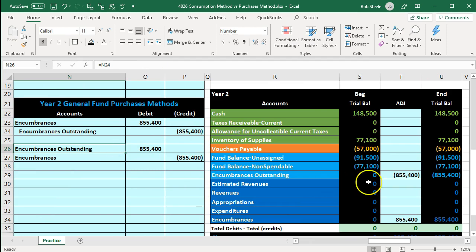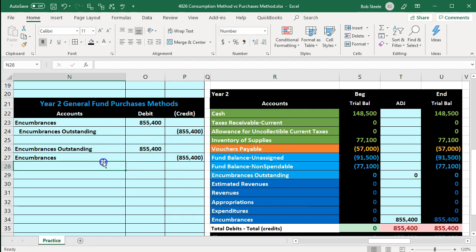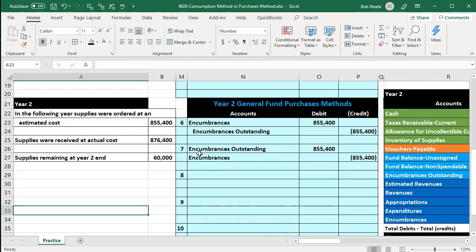Here's the encumbrances outstanding. Something's in it. Double click on it. Go to the end of it. Plus, we're going to point to the debit, making it go back down to 0. Then the encumbrances in T34. Double click on it. Plus, make it go back down to 0. So there we have that process.